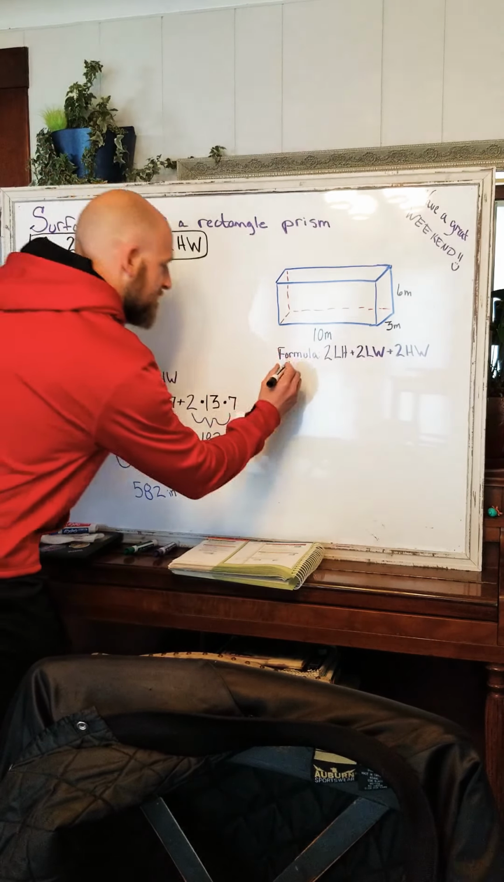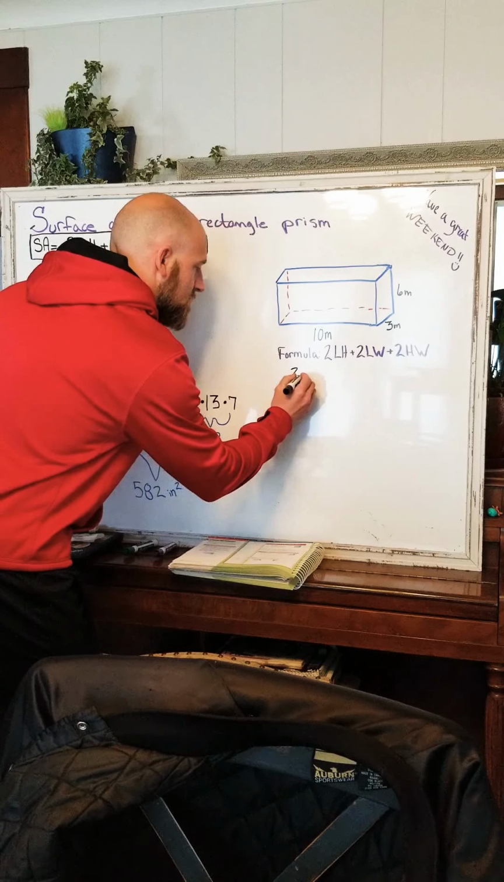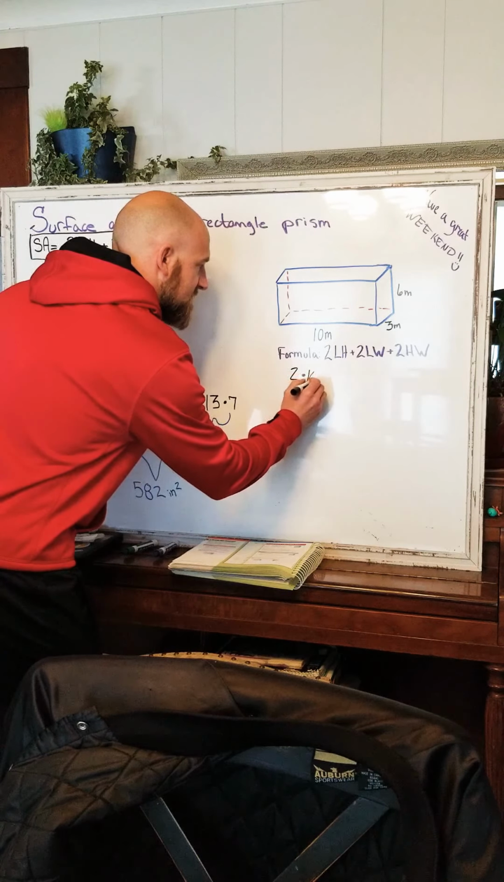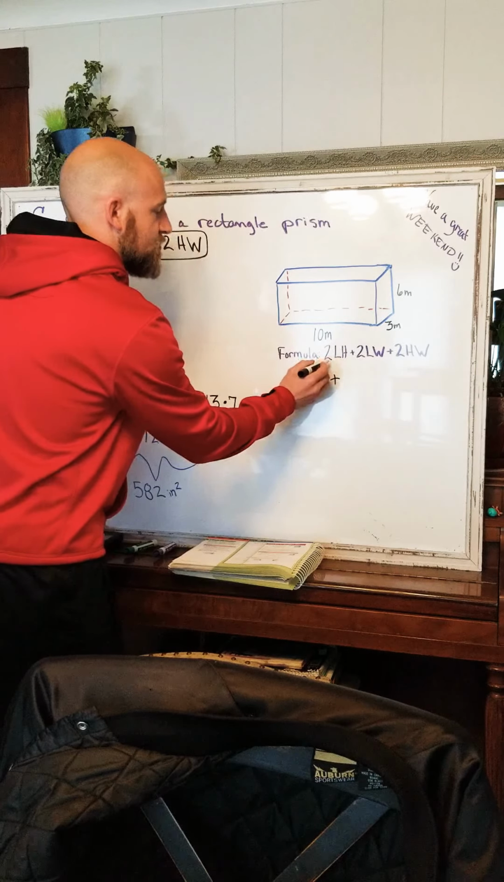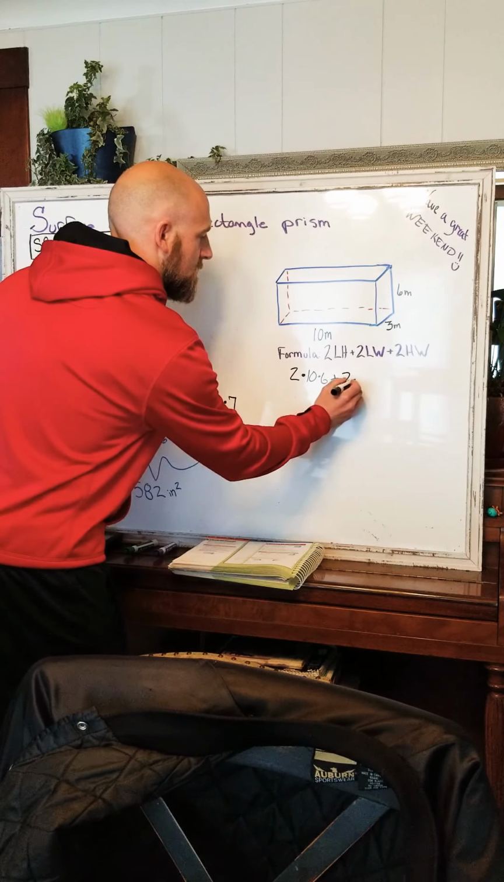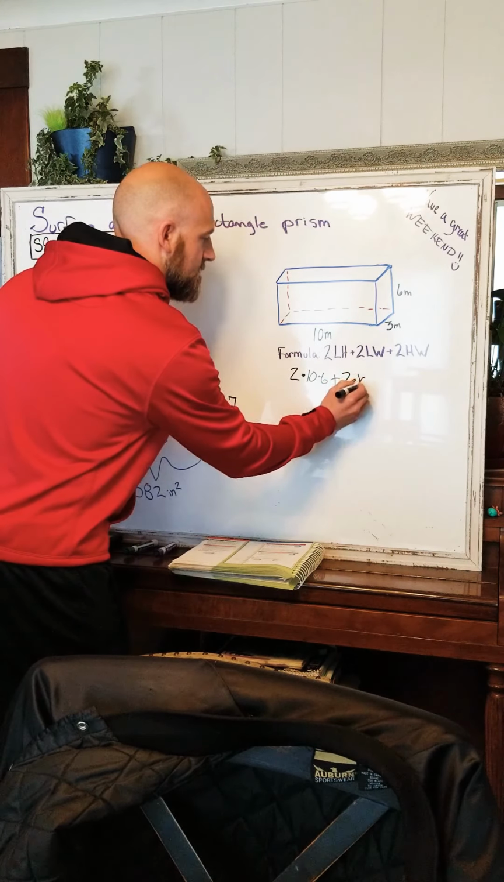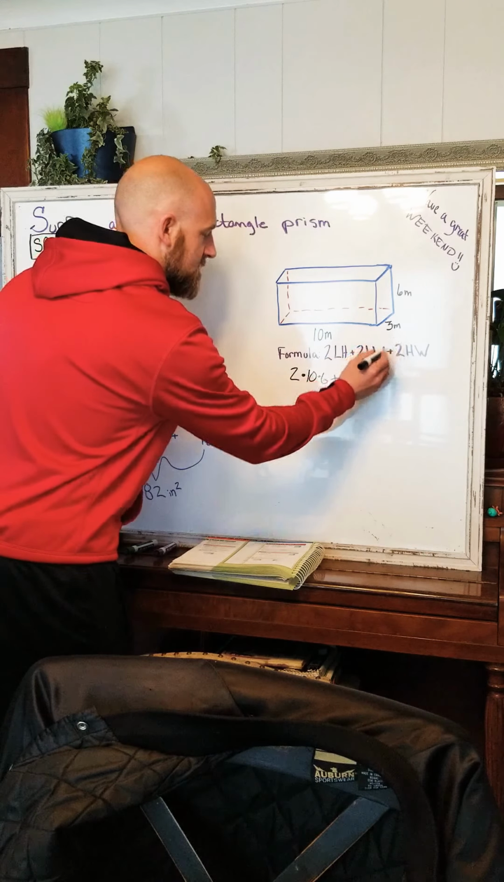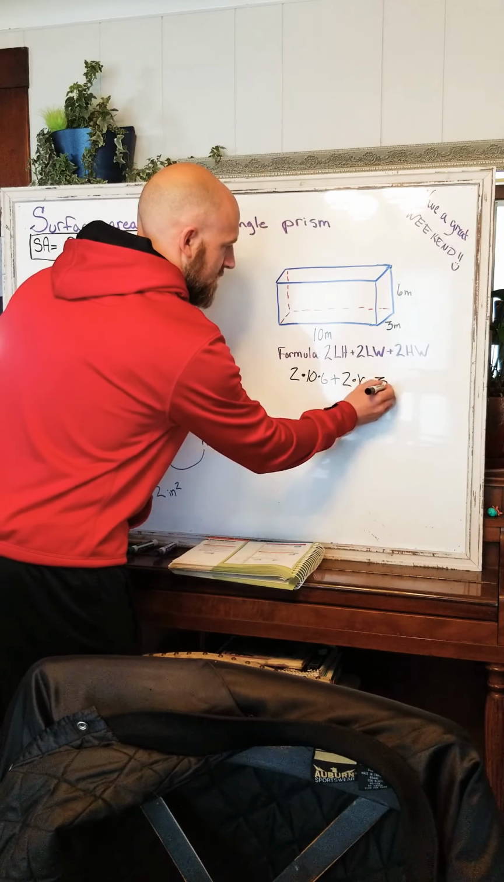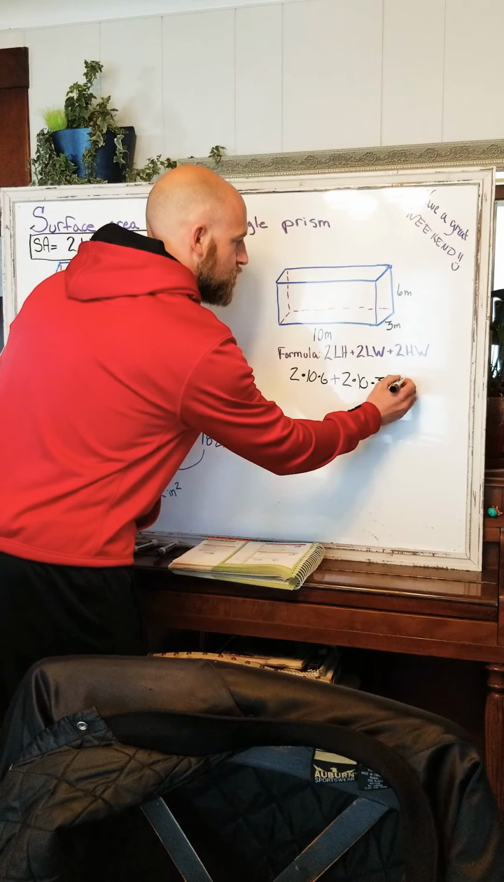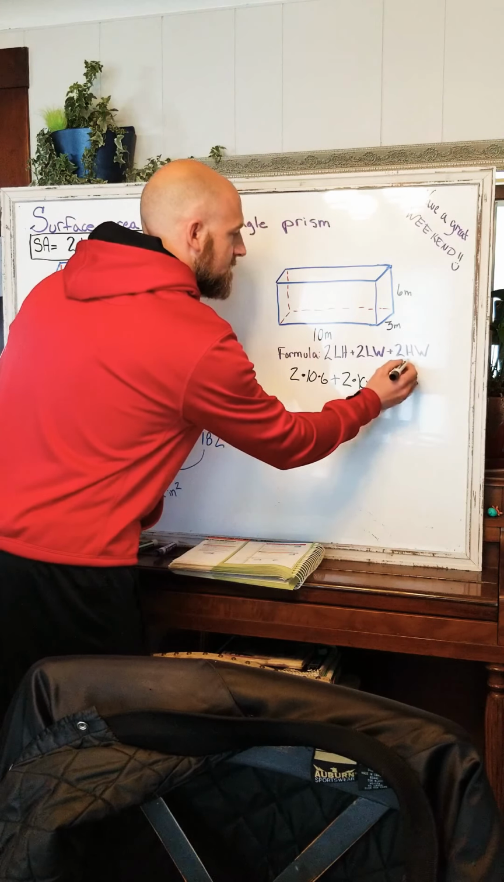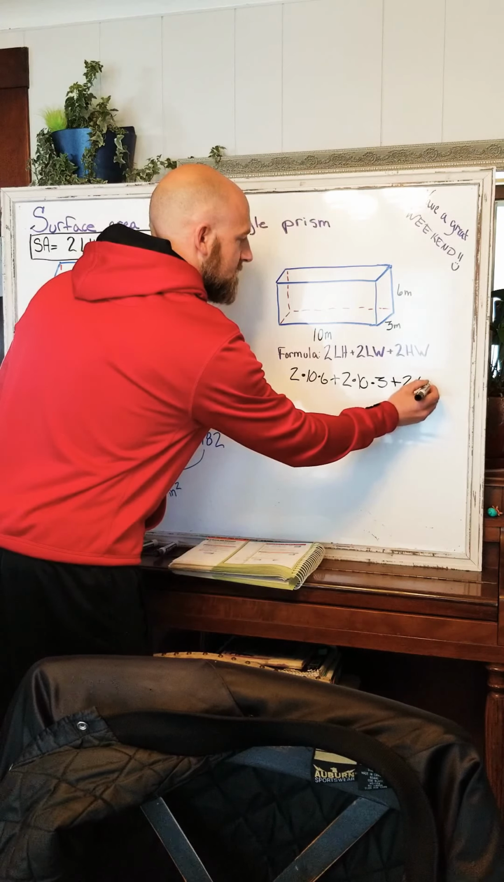So we're going to start out with 2 times 10 times 6 plus 2 times the length, again, which is 10, times the height, which is 3, plus 2 times the height times the width.